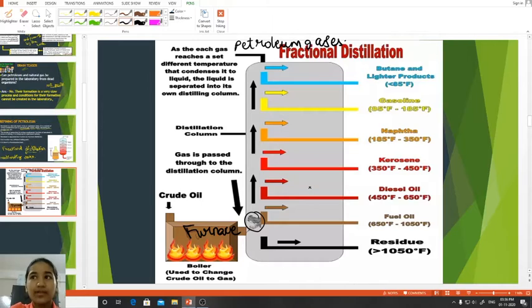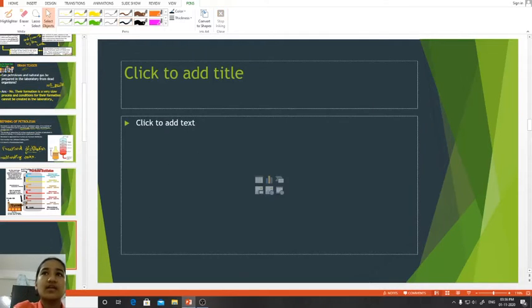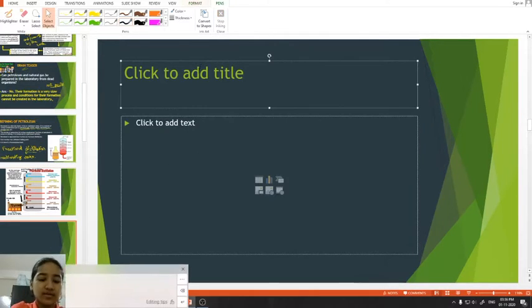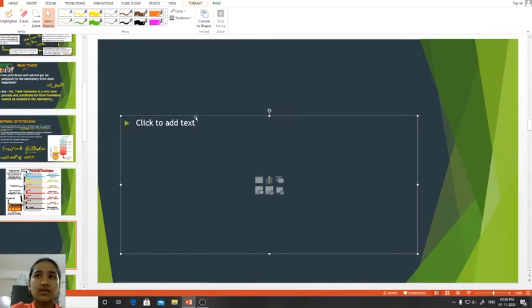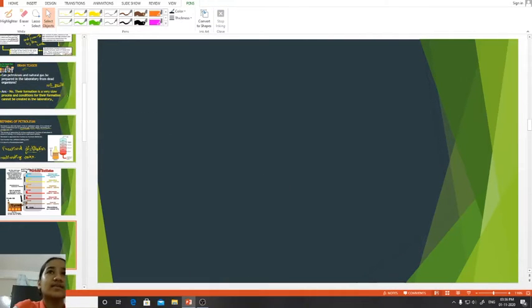Okay, with lower boiling points, they settle at the top. Okay, that means what do you understand by boiling points? Let me first check that. In order to begin with our next topic, first let's see what we understand by the term boiling points.